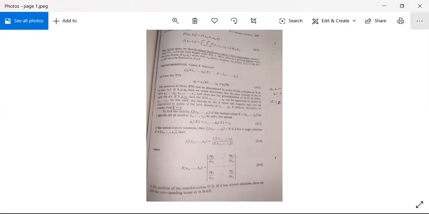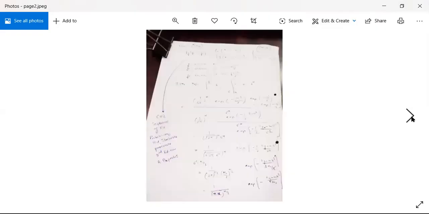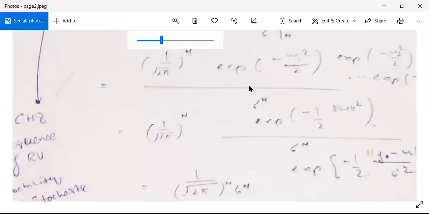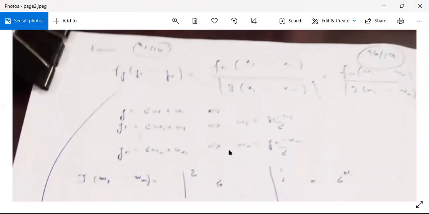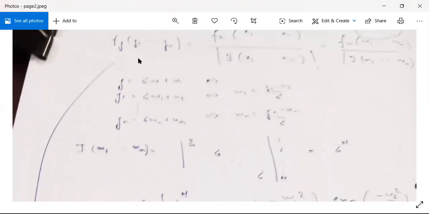So how can we derive this? This is the same formula from Papoulis, and these are the outputs, these are the roots. First of all, I find the Jacobian, the derivative of, for example, y1 with respect to u1; the other terms will be all zeros, and we get sigma to the power of n. I put these values here.